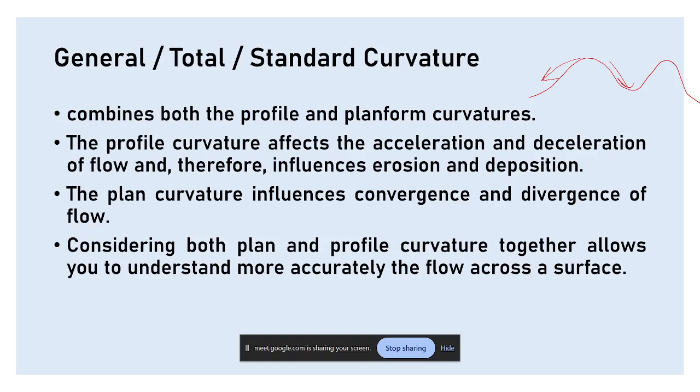And in plan curvature, if you take a look at this, you can see these contour lines. You can see how they are converging or diverging, and based on that, how the flow is converging or diverging. So when you consider both the plan and profile curvature together, it's easier to understand how the flow is happening across a surface. You need an idea about the slope in terms of the profile curvature. At the same time, you need to know how the elevation is varying based on the contours in the case of the planform or plan curvature.